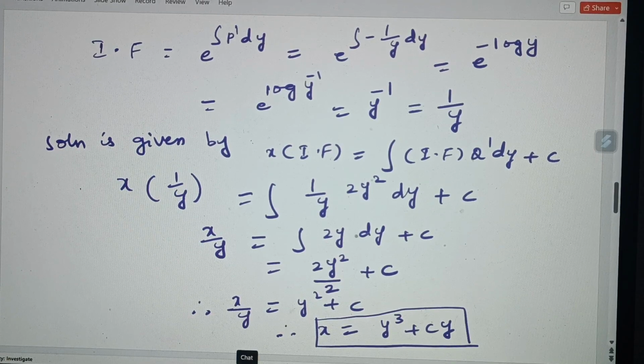So this is about type 1, reducible to linear form. In today's lecture, we learned how to rearrange the given equation and express it in linear form. The next lecture will be based on reducible to linear form by using the method of substitution, which is very important from the examination point of view. So please understand the concept thoroughly.